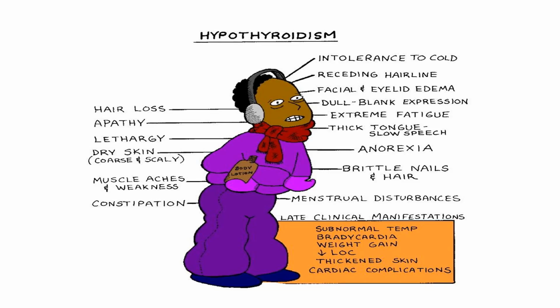You might also see a puffy face and puffy eyes, thinning eyebrows. Their GI motility is decreased, so they're constipated. And because of this, they may have some abdominal distension and fullness in the abdomen, bradycardia, mental dullness, lethargy, and impaired memory.